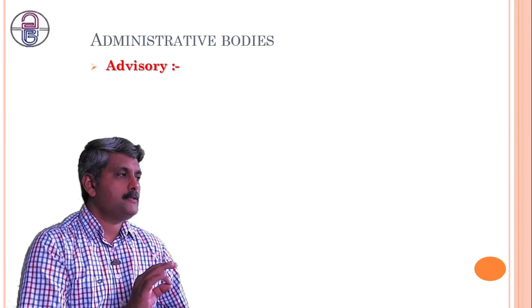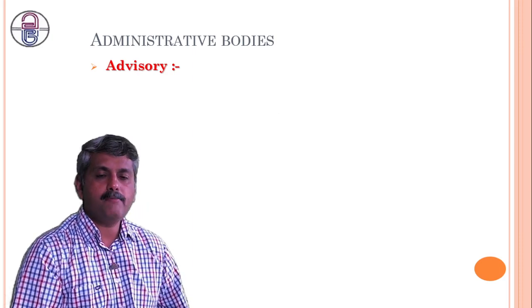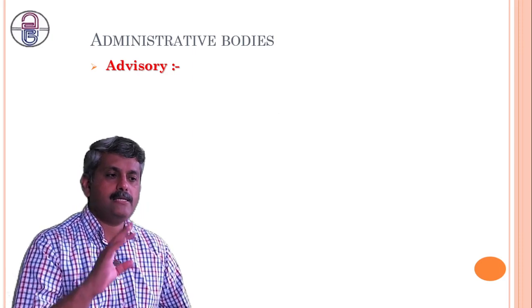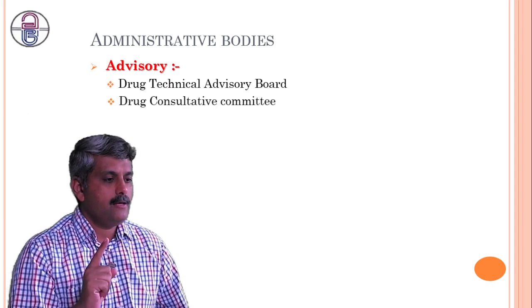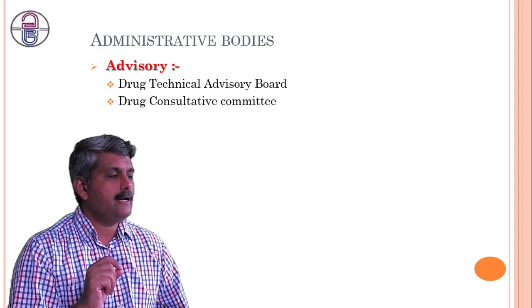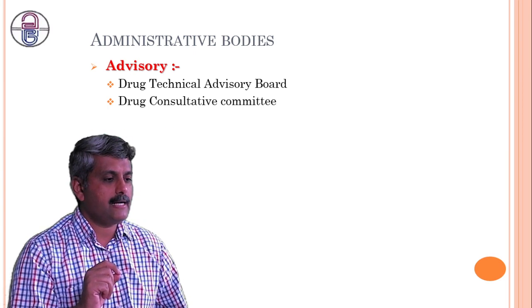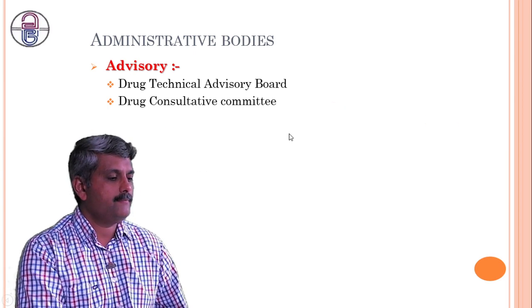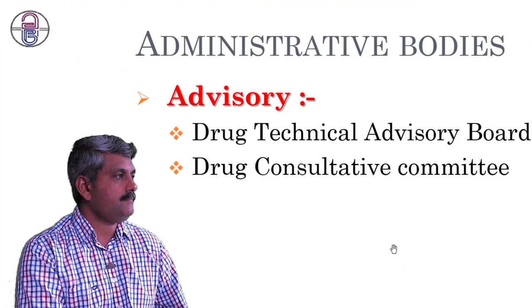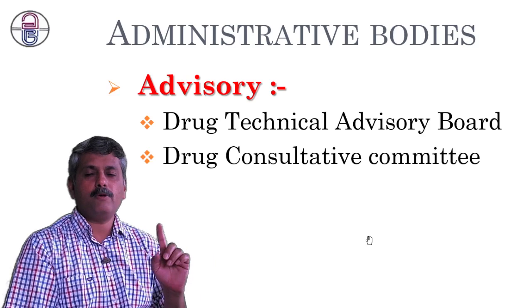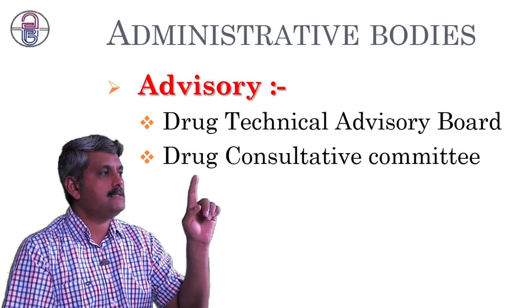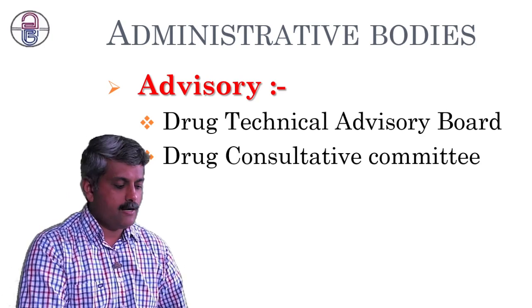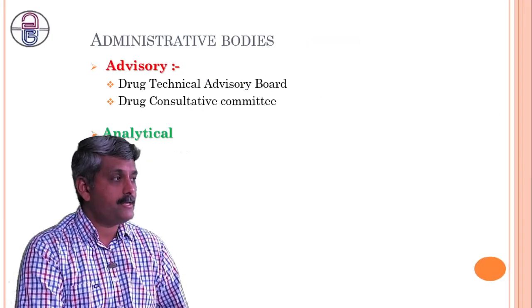Then the last topic for today's lecture is the administrative bodies. The administrative bodies are divided into three major parts. First is the advisory body, that is the Drug Technical Advisory Board. These are the two advisory bodies that I told you: the Drug Technical Advisory Board, and the second one is the Drug Consultative Committee.